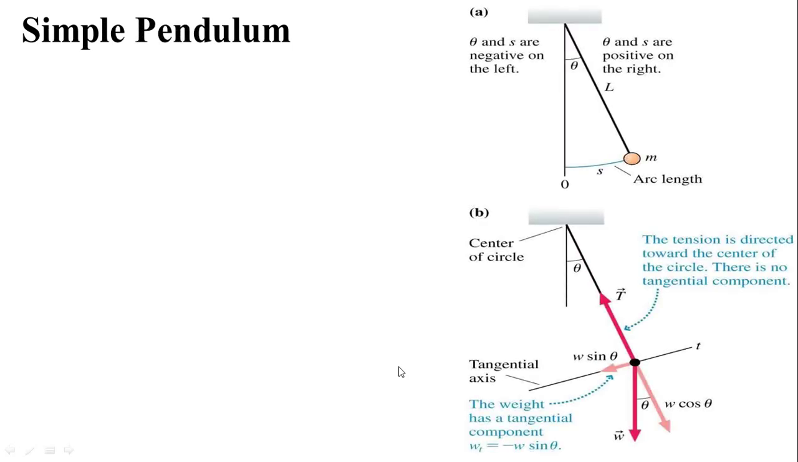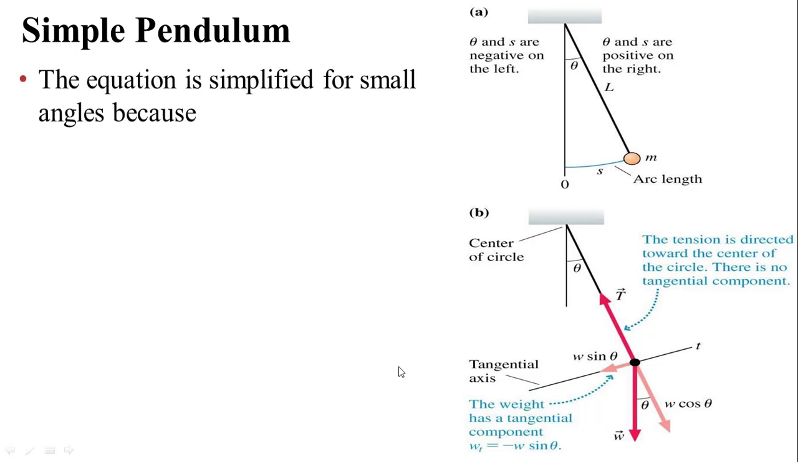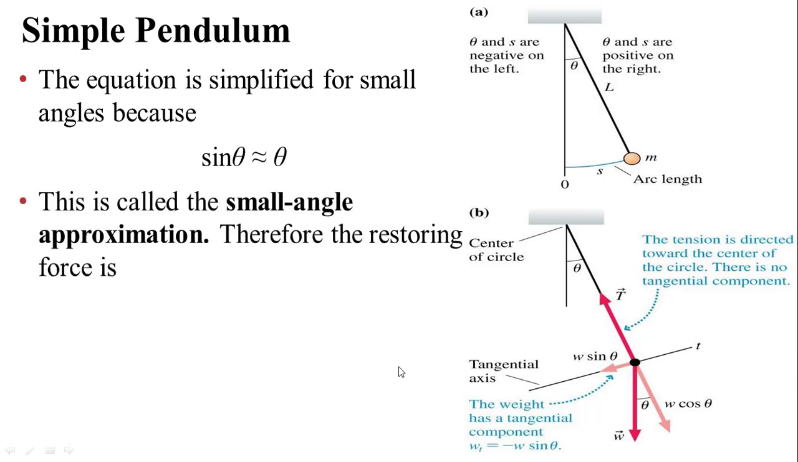Now we can learn about the simple pendulum. In this diagram, we can discuss it completely. The equation is simplified for a small angle, because sin theta is approximately equal to theta. This is called the small angle approximation. The restoring force in this diagram is minus mg sin theta. So we can write that the net force, minus mg sin theta, is approximately equal to minus mg theta.